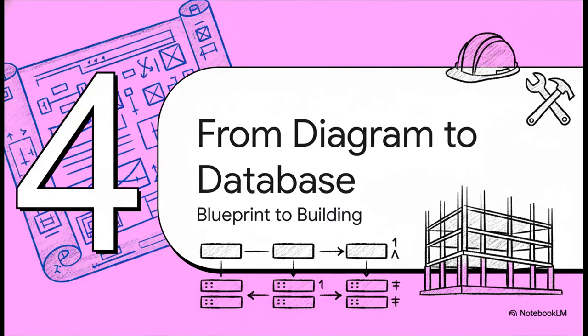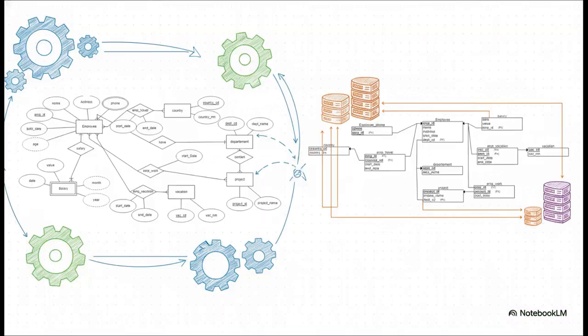Okay, so we've read the blueprint, we understand the symbols, even the more advanced ones. Now for the most satisfying part, turning that plan into an actual working building. And this right here, this is the big reveal. On the left, you've got our conceptual ERD blueprint. On the right, that's what it becomes, a relational schema. Now, that's just a fancy name for the actual set of tables that make up our database.